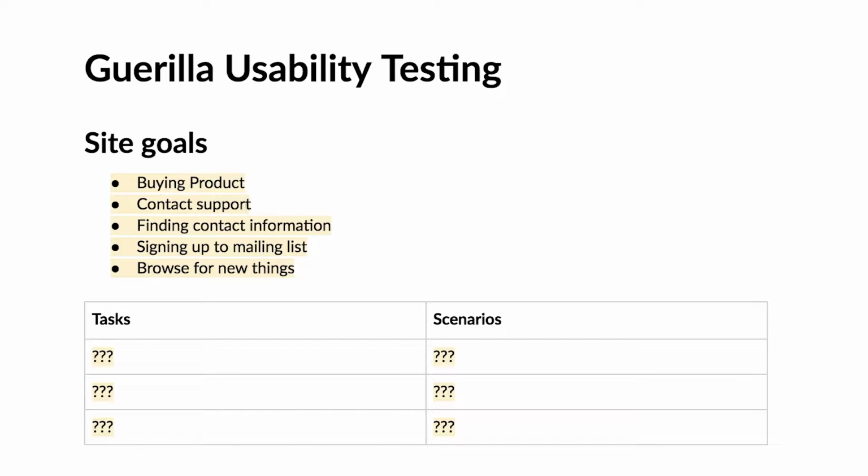Step one would be looking at your website or your product and figuring out what are the things that they can do or that you want them to do. So it will be good if you list all those out so that you have a really clear idea of all the different tasks or goals that you want these people to complete. So for our example, our site goals might be around buying a product, contacting support, or signing up to a mailing list.